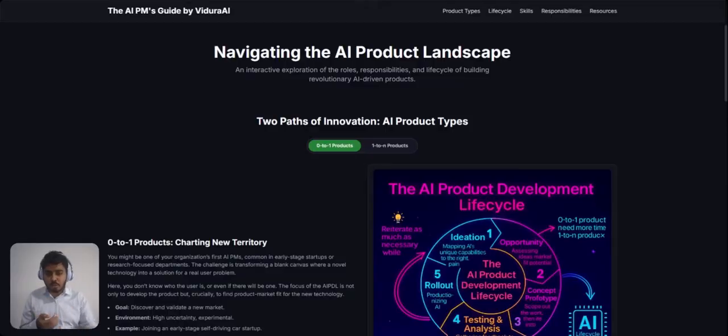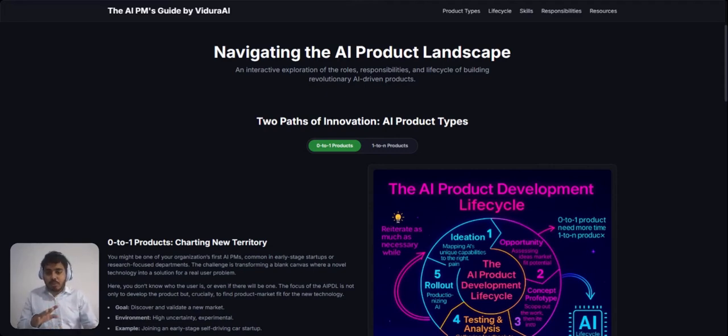So let's look at our AI PM roadmap in a more descriptive way. As you can see on the screen, I have created an interactive web UI to demonstrate what we are going to learn today. Starting with the two distinct parts of AI innovation and their product development lifecycle, essential skills every AI PM needs, and core responsibilities that we are going to discuss today.